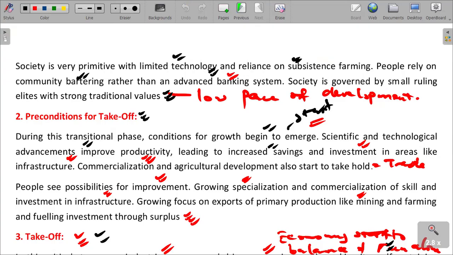So society is also governed by small ruling elites with strong traditional values, who also set a low pace for development because they are so attached and inclined to their traditional values and norms, which define the way through which businesses are done.